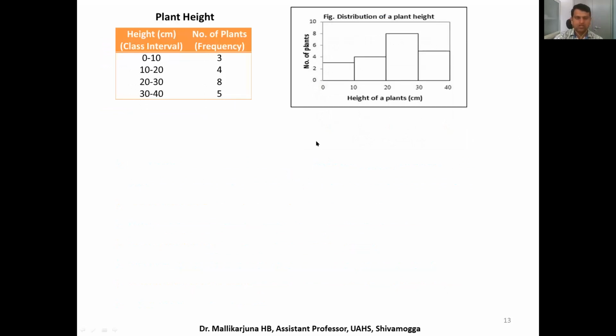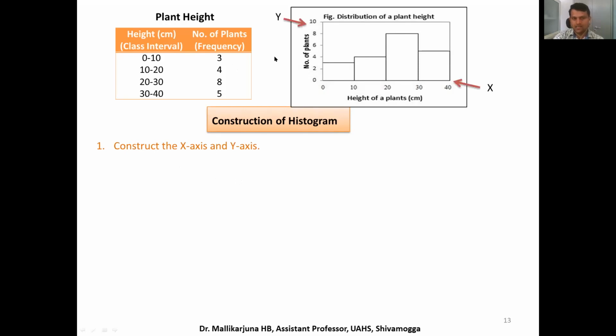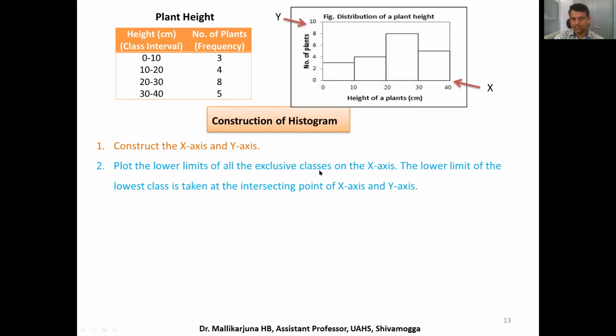Coming to the construction of this histogram, the same table, how to construct this diagram. So directly I have taken the diagram here. The procedure is there. Some steps are there. First, we have to construct x-axis and y-axis. Plot the lower limit of all the exclusive classes on the x-axis. So on x-axis we have to take lower limits 0, 10, 20, 30, and also we have taken 40 as a lower limit to complete the diagram. The lower limit of the lowest class is taken at the intersecting point of x-axis and y-axis. Of course, 0 is the lower limit we have taken at the intersecting point.